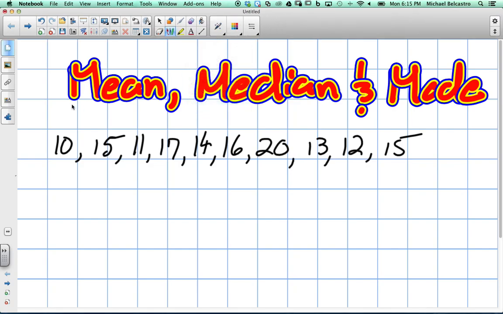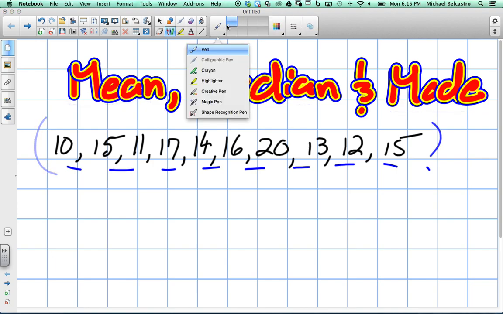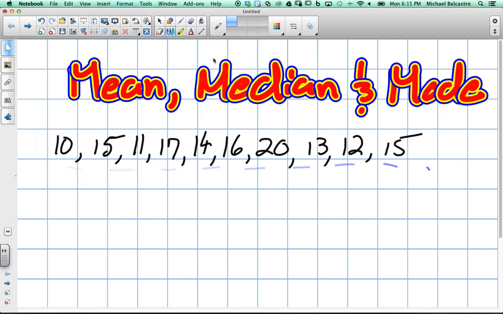All right, we're going to look at mean, median, and mode. So they've given us a set of data, which is a whole bunch of numbers in no specific order. The first thing we're going to do is order everything from least to greatest, just because it'll be easiest for us to process.